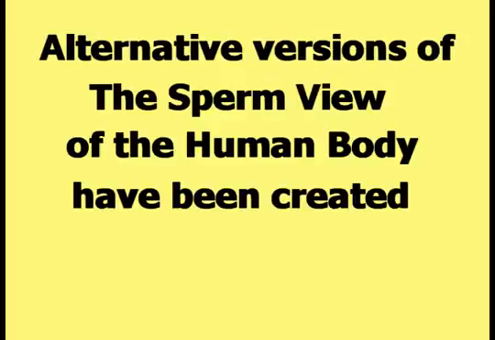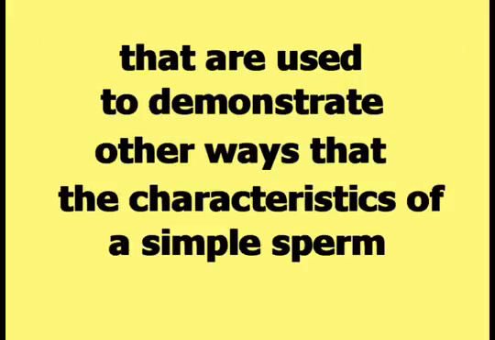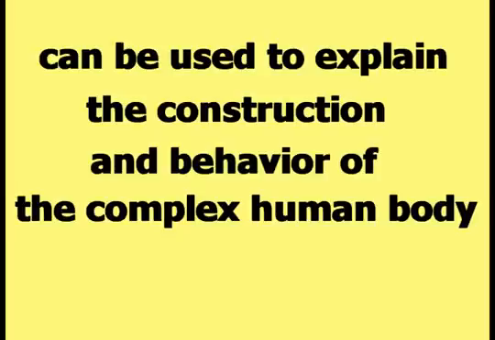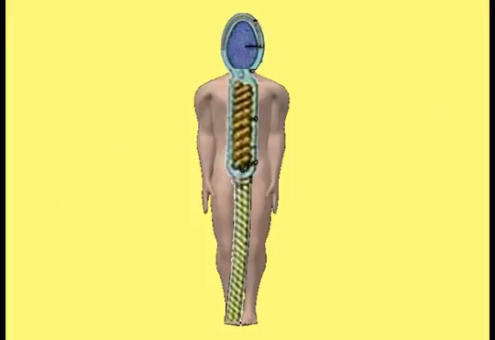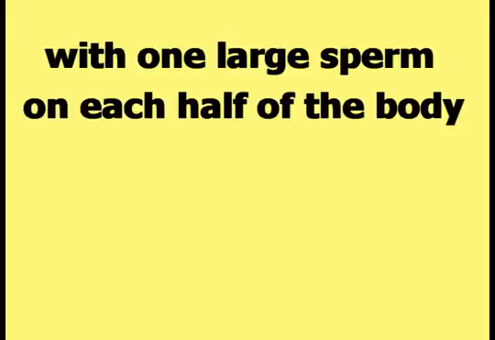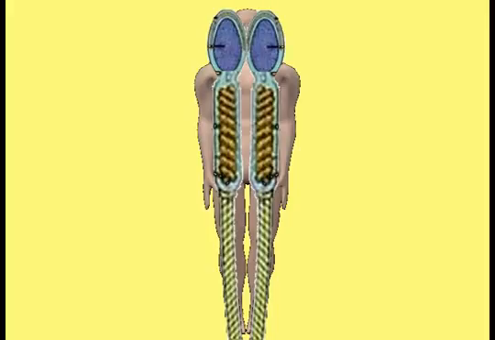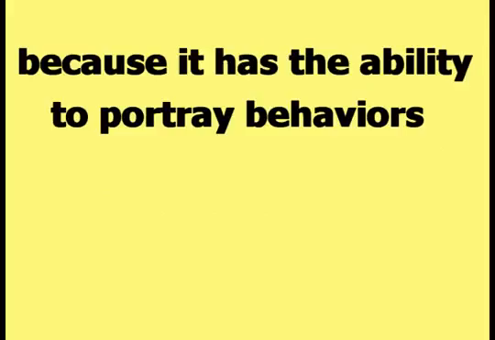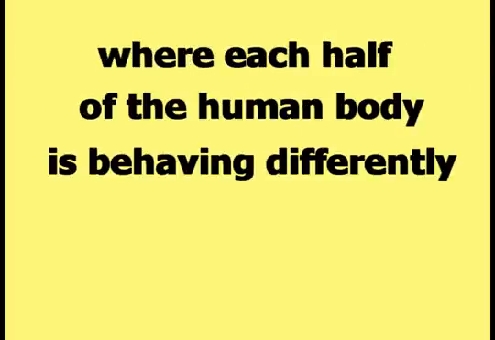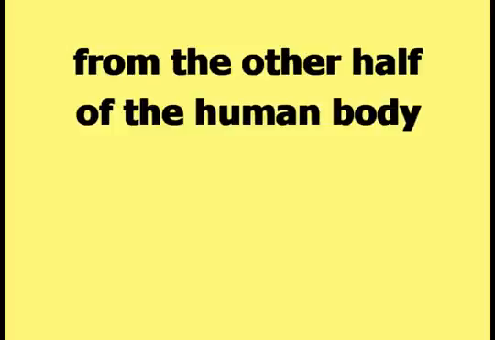Alternative versions of the sperm view of the human body have been created that are used to demonstrate other ways that the characteristics of a simple sperm can be used to explain the construction and behavior of the complex human body. One alternative version replaces the single large sperm in the center of the body with one large sperm on each half of the body, as shown in this picture. This alternate version is more accurate in portraying the real-life construction and behavior of the human body because it has the ability to portray behaviors where each half of the human body is behaving differently from the other half of the human body.